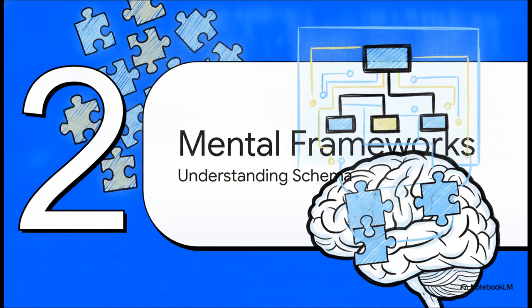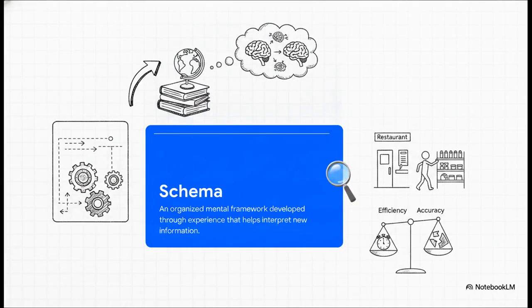If memory is a puzzle that we're constantly reconstructing, what exactly is the blueprint we use to put those pieces together? Well, that blueprint is what we call a schema. A schema is essentially an organized mental framework developed through your own experiences that helps you interpret new and unfamiliar information. Think of it as a cognitive shortcut. We build these schemas our entire lives through our education, our culture, our language, and just repeatedly being in similar situations.